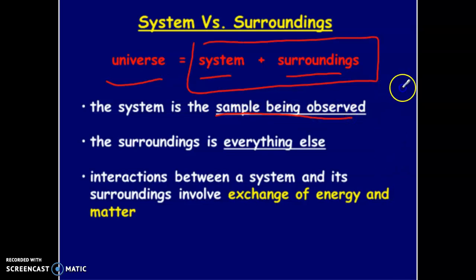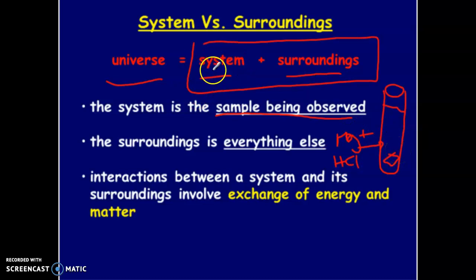So this could be, let's say we have a test tube, and in here I had a piece of magnesium, and I'm going to put that in hydrochloric acid. Let's say this is hydrochloric acid. So the system itself would be the hydrochloric acid and the magnesium. The surroundings is literally everything else. So it would be the water that the hydrochloric acid is in, the solvent, the test tube itself, the air around it. It's literally everything else.